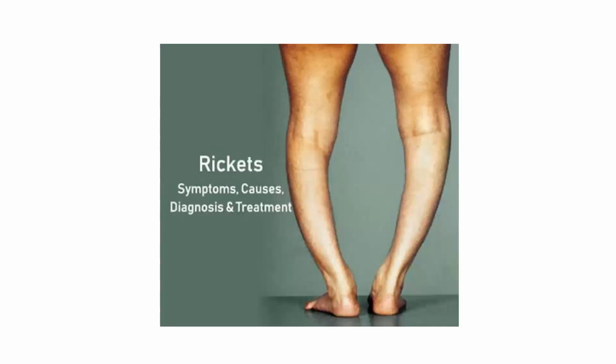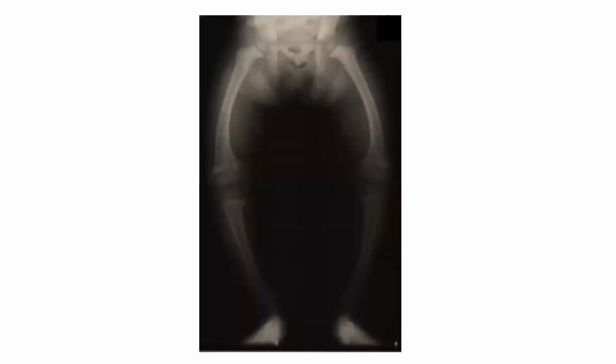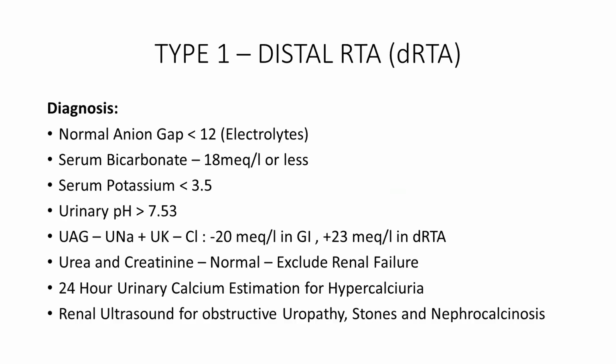This is the photograph of bowing of legs in rickets and osteomalacia in adults. This is calcification in the kidneys because of deposition of calcium, resulting in kidney stones. Again, a radiograph of rickets, bowing of legs.